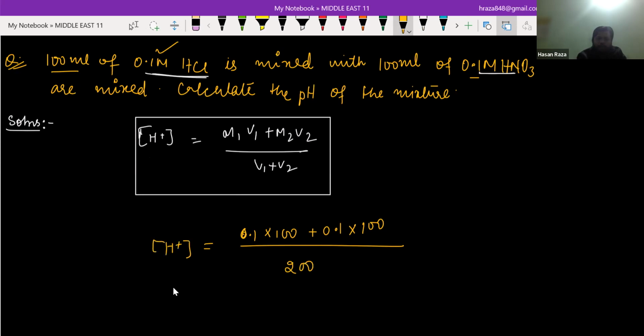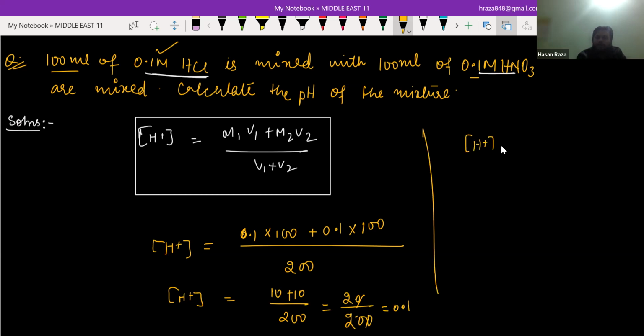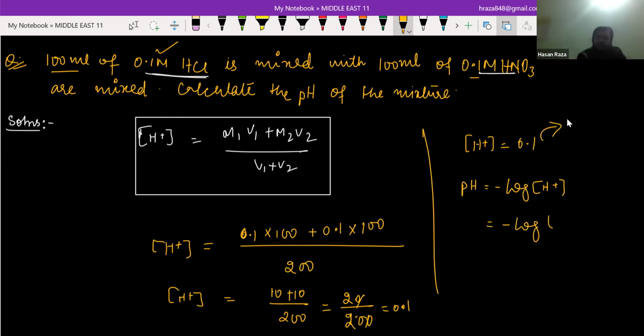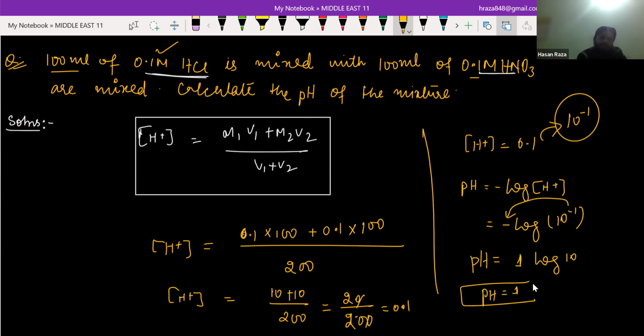So first we calculate the concentration of H plus, which will be equal to 10 plus 10 upon 200, that is 20 upon 200, which equals 0.1. This is the molarity, the concentration of H plus. Now pH equals minus log of H plus. Minus log of 0.1, which we can write as 10 raised to the power minus 1. Using the power formula of log, it will be 1 times log 10, and log 10 has a value of 1. So 1 into 1, pH equals 1. So easy.